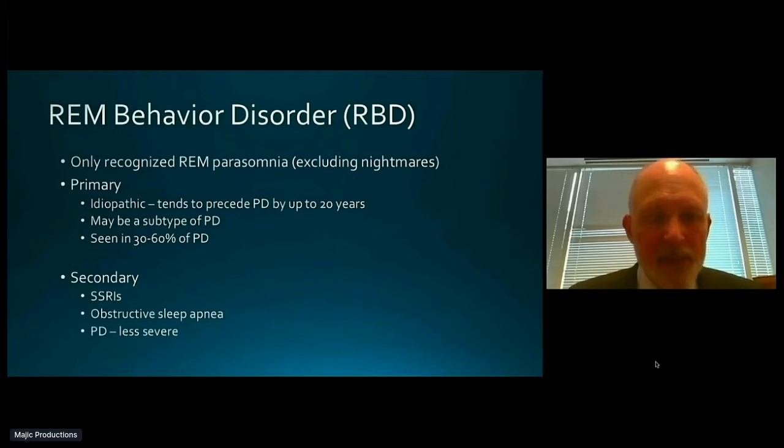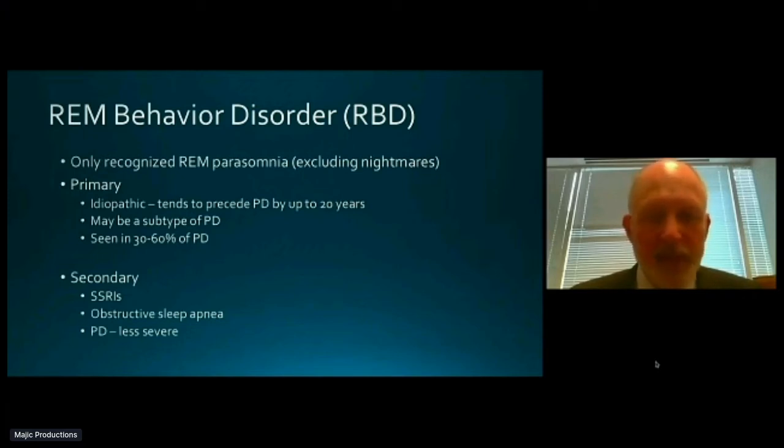RBD was recognized in the 1980s. Most of them are idiopathic, but the interesting thing is that when you follow people with REM behavior disorder, it is like a warning shot for eventually developing Parkinson's disease, and can precede Parkinson's disease by up to 20 years. People think it may be a subtype of Parkinson's, and you can see it in 30 to 60% of the Parkinson's patients. But when you diagnose RBD, up to 80% of those people, if they live long enough, will develop it. And so, it's one of those ghosts of Christmas future.